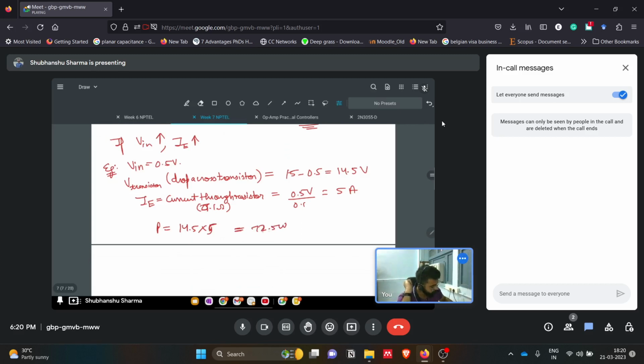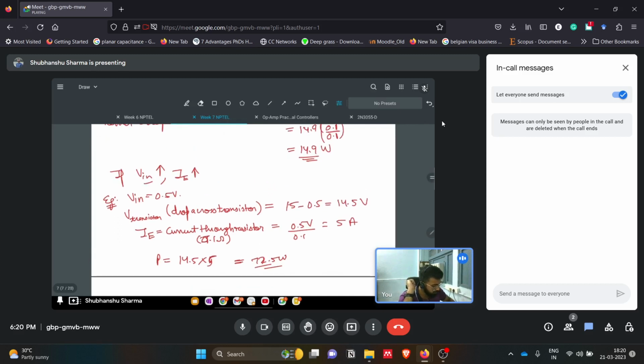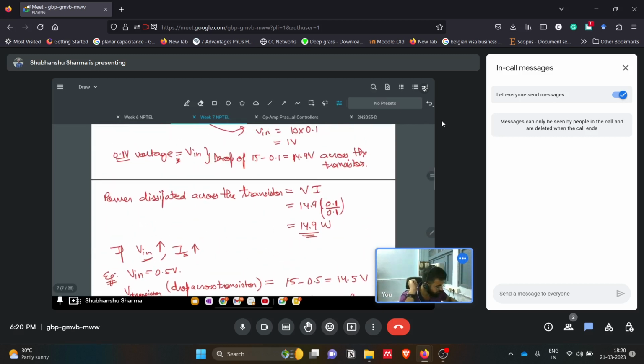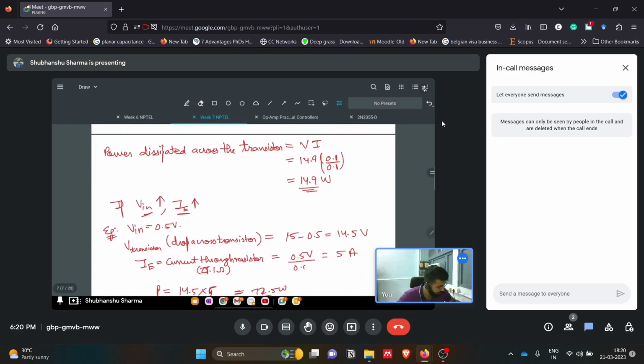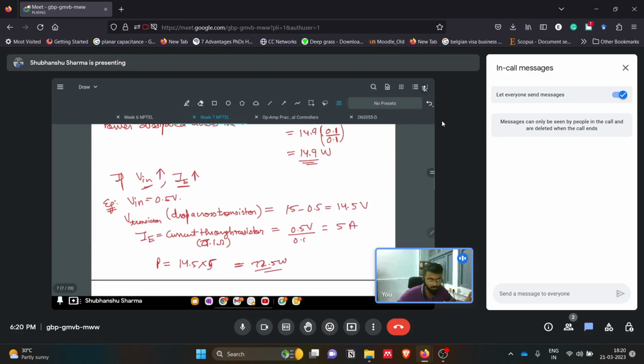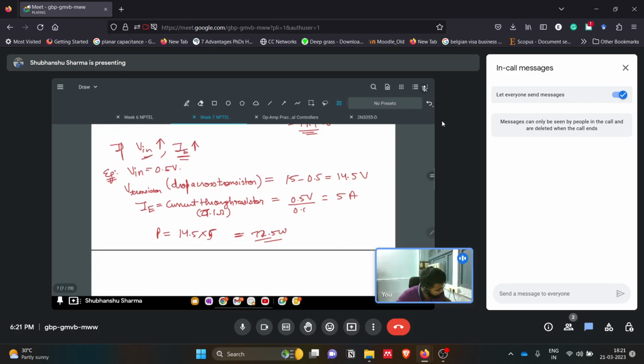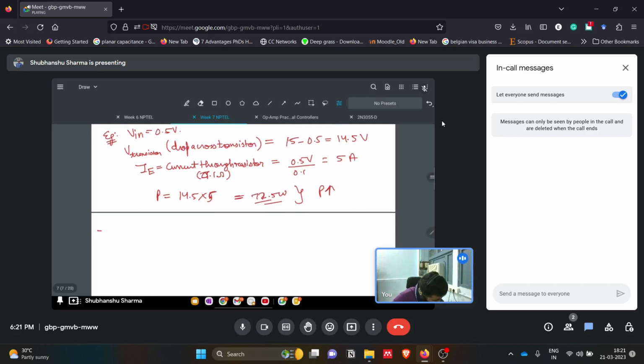So we saw that as we kept on increasing the V in voltage, the emitter current is increasing. Although the voltage across the transistor is decreasing, the current through the emitter is increasing, which ultimately leads to an increase in the power dissipation through the transistor. Based on this power dissipation, we can say how much change in temperature is being absorbed at the transistor.